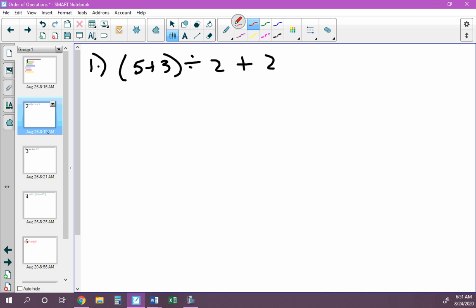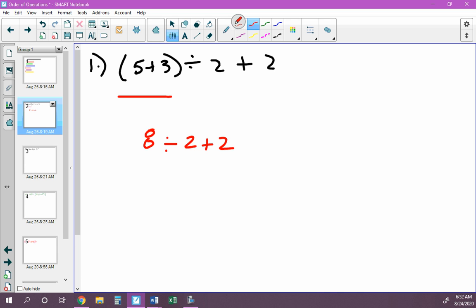Okay, so just to do some examples, we're going to start with this one. So the first thing I look for is parentheses, and we do have that in this problem. So 5 plus 3 is what we want to do first. I'm going to underline it. 5 plus 3 is 8. And then rewrite everything else.